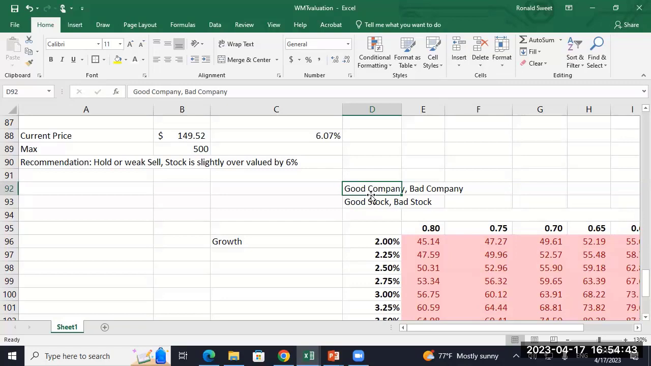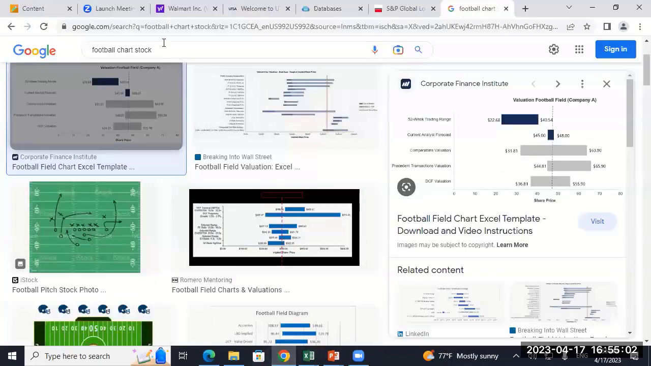So you probably don't have Best Buy's. Are they cheap right now? Bed Bath & Beyond. Is that a good company or a bad company? Pretty obviously bad company. But are they a good stock? Probably not. They're probably going out of business, so probably not a good stock. I don't know what their stock price is, but it's probably pennies now, isn't it?